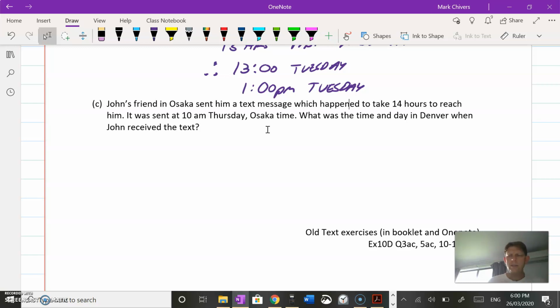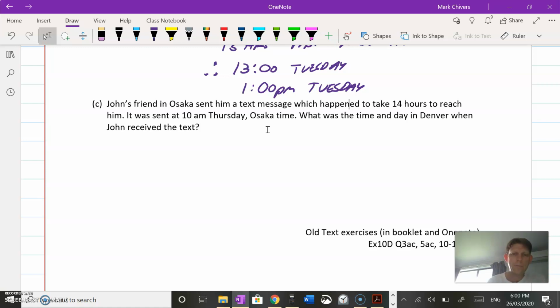Now you can do the additions and subtractions, but it's a little bit more difficult. But if you just think about that concept of 16 hours after 10 a.m. Thursday Osaka time, it's going to be 10 a.m. Thursday Denver time. And this is taking 14 hours to reach Denver. So essentially 2 hours before 10 a.m. Thursday Osaka time is when this is going to arrive.